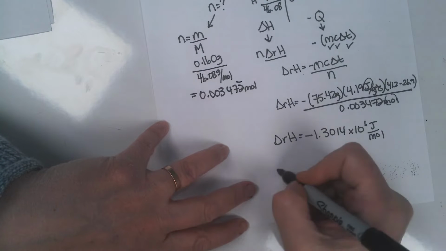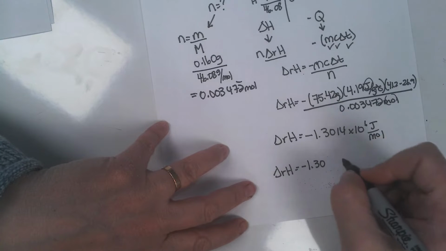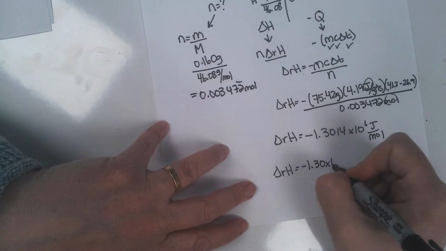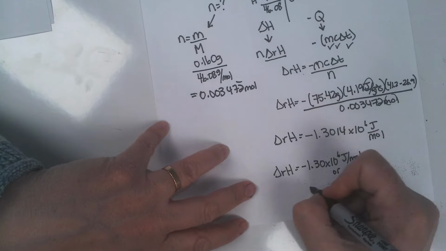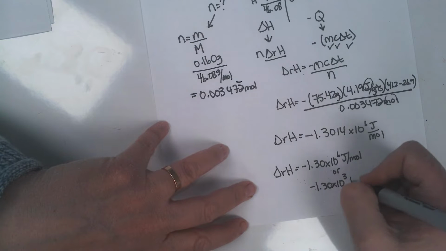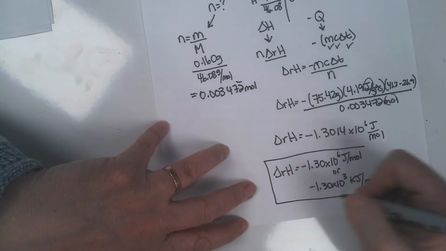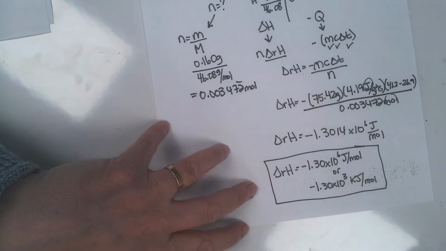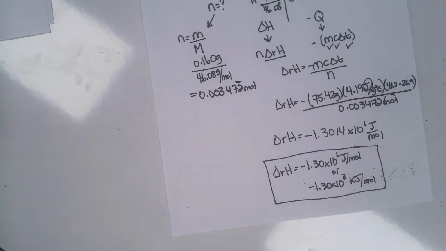And so we can look at our answer in one of two ways. Negative 1.30 times 10 to the 6 joules per mole, or negative 1.30 times 10 to the 3 kilojoules per mole, which is the more standard way that we see it. Either way, your answer is acceptable, and the negative coincides with what we know about combustion, and most times combustion is exothermic.